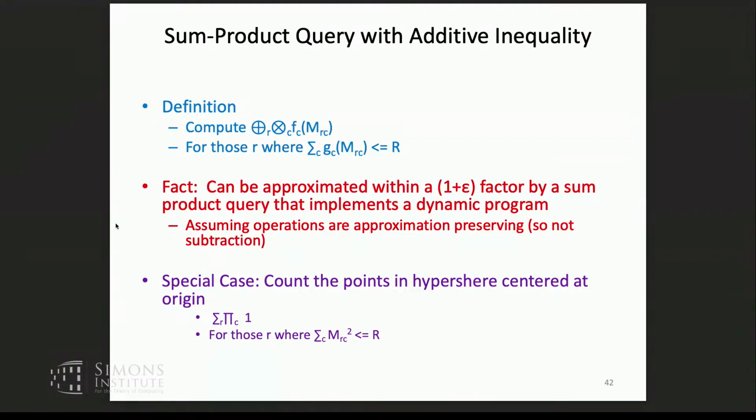All right. So, as a special case, I can count the points in the hypersphere centered at the origin using this sum product query with an additive inequality. Okay. And the algorithm for doing this is, again, implementing a dynamic program, which I didn't want to go into. So, you're saying additive inequality because the thing on the left is a sum? It looks like a linear inequality, but the things you're adding up don't have to be linear. So here, I'm summing up the squares of the entries.